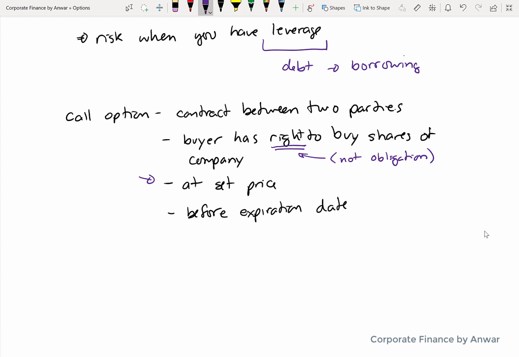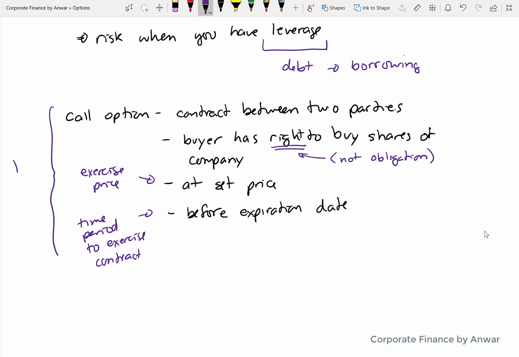The set price is referred to as the exercise price. This is the price at which you will be buying the shares. And the expiration date is exactly as it sounds. It's the expiry, the time period to exercise a contract. And this whole thing here is really one contract, between two different parties.